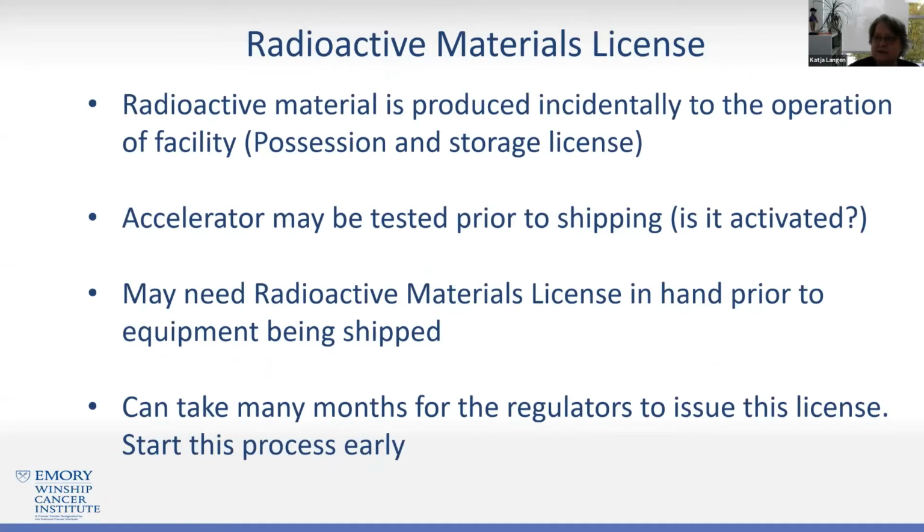So let me start with a radioactive materials license. Radioactive material at a proton facility is produced incidentally to the operation of the facility. So what you need to apply for is likely a possession and a storage license. Depending on your vendor, the accelerator may be tested at their production facility prior to shipping. In that case, it comes slightly activated, or some activated components come with it.